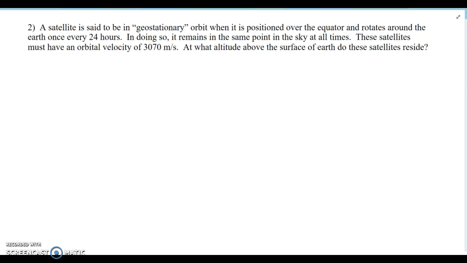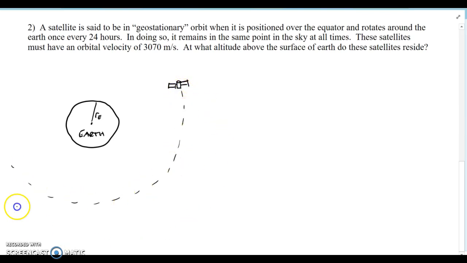Let's start this problem by setting up and drawing a picture. So we have Earth, and Earth has its own radius. Call that RE. And out far away, we have our satellite. There's my satellite. And it's following an orbit around the Earth. And it is some altitude, which we're trying to determine above the surface of the Earth.